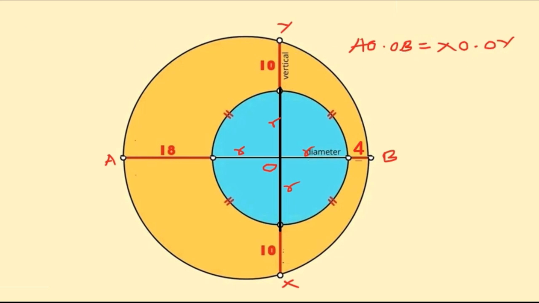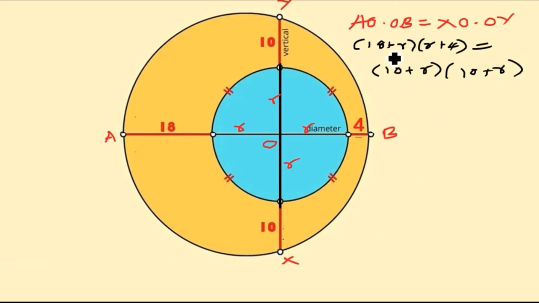So let us substitute the values. From A to O is 18 plus R, times from O to B, which is R plus 4, equals from X to O, which is 10 plus R, times from O to Y, which is R plus 10, still the same as 10 plus R.